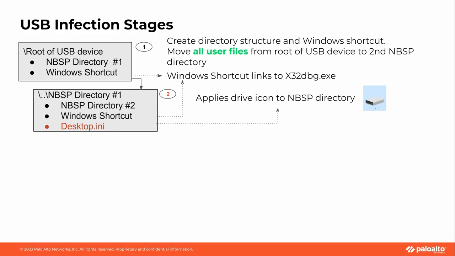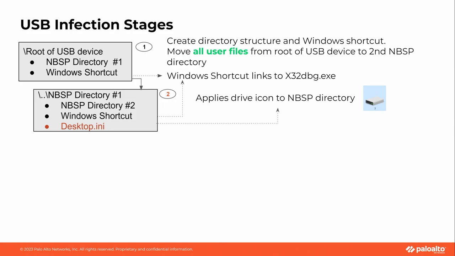So within that NBSP directory, you'll have another NBSP directory, another shortcut, again, going to X32 debug. Maybe they believe two is one, one is none. They want to pretty much guarantee if a user were to click that shortcut, it would execute their code. And what's most important here is this desktop.ini.